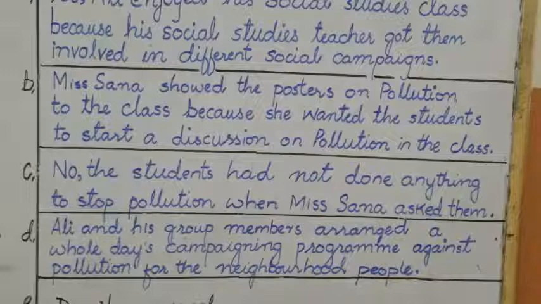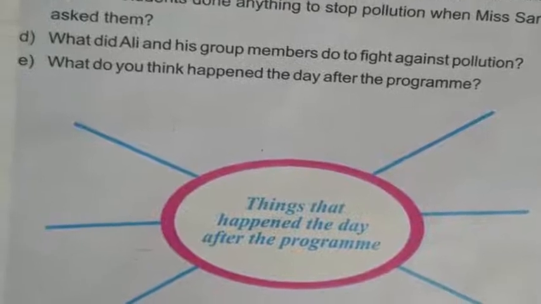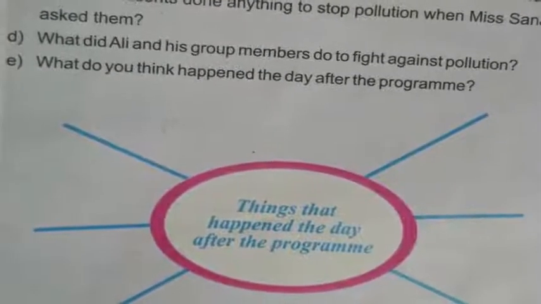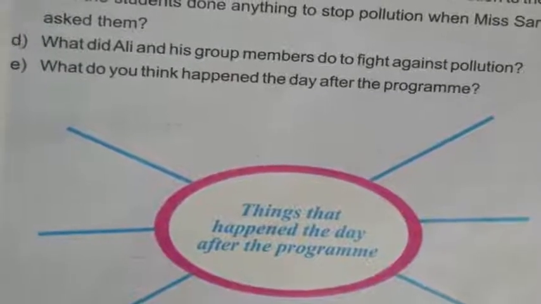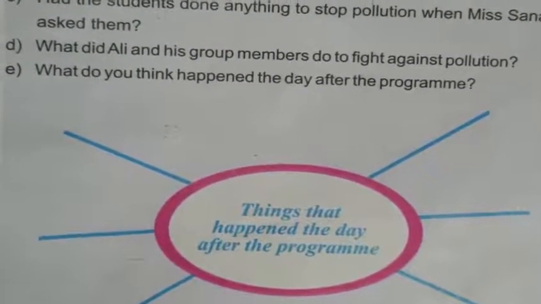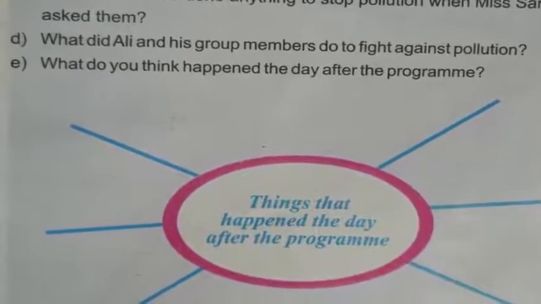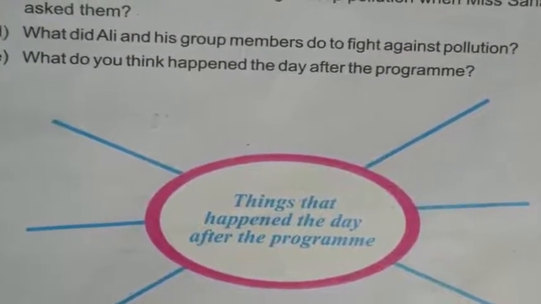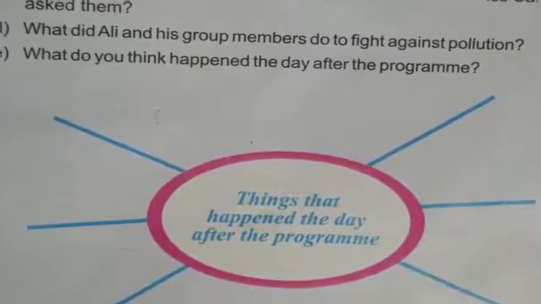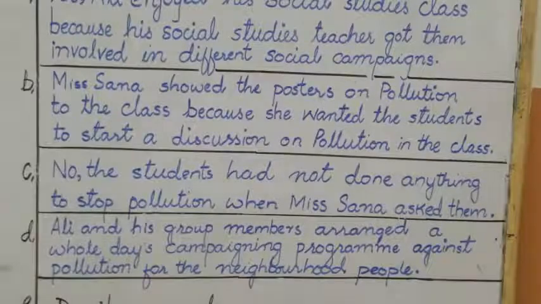Okay, now question number 4. Question number 4 is, what did Ali and his group members do to fight against pollution? Now look at the board for the answer. तो अली और उसके ग्रुप मेंबर्स ने क्या किया टू फाइट अगेंस्ट पॉल्यूशन? पॉल्यूशन के खिलाफ उन्होंने क्या काम किया उन्होंने?